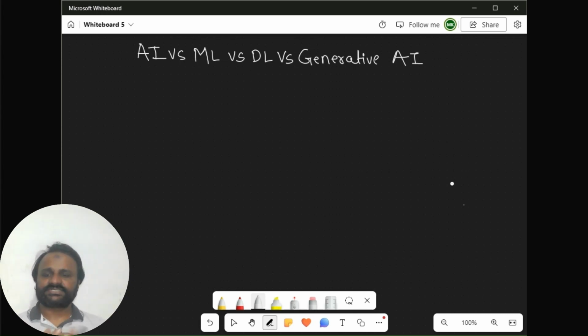Today I'm going to discuss the differences between AI versus ML versus DL versus generative AI. Why is this distinction important or very helpful from an interview point of view? Because for the past 20-22 years, and till now, generative AI is really the talk of the town. Nowadays everyone is talking about generative AI.